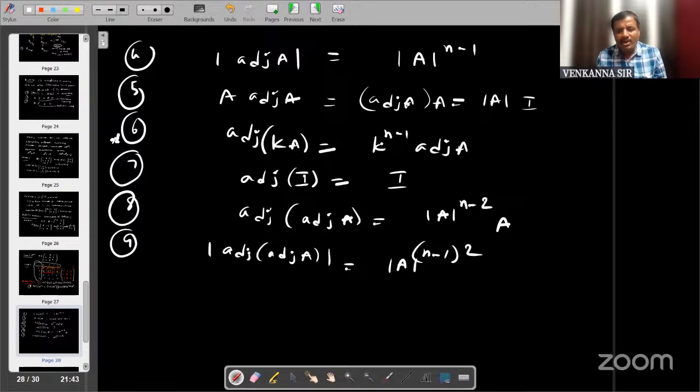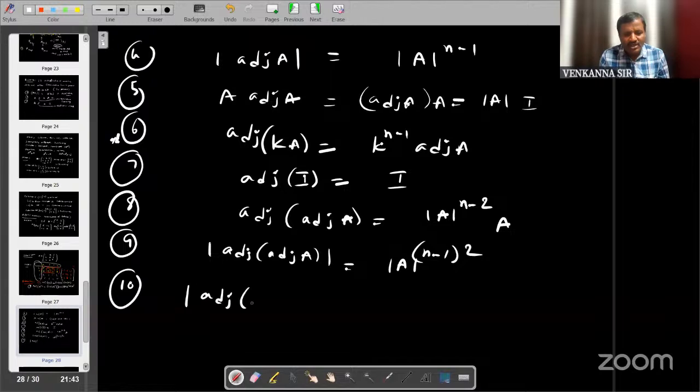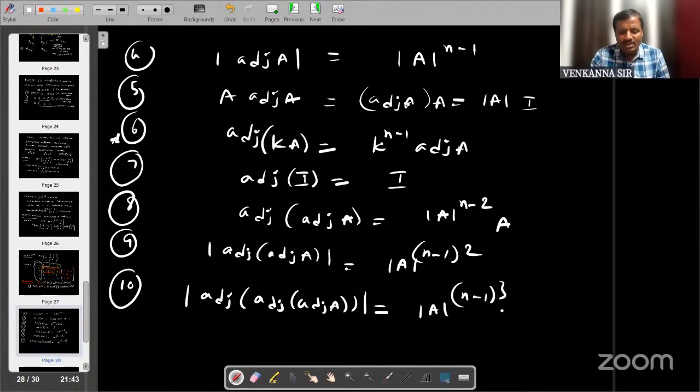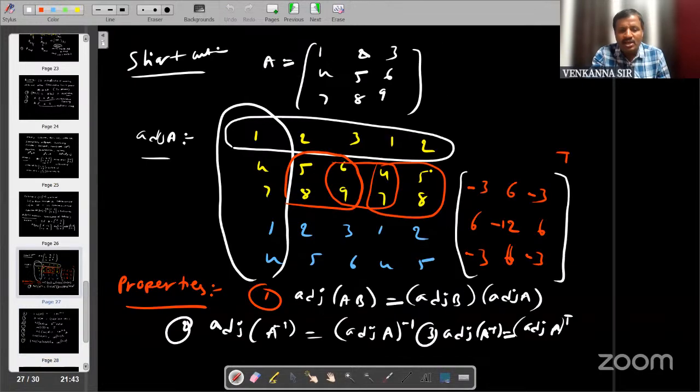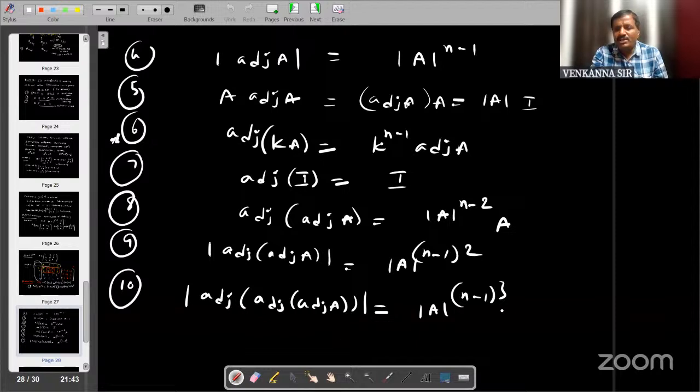Whenever I am saying properties of any topic, they are all direct shortcuts, direct questions will be expected. 10th one, determinant of adjoint of adjoint of adjoint A is determinant of A to the power of n minus 1 whole cube. So these are all the different properties of adjoint, around 10 properties are there. Every property is very important. Direct shortcuts also will be expected. So that is about adjoint.